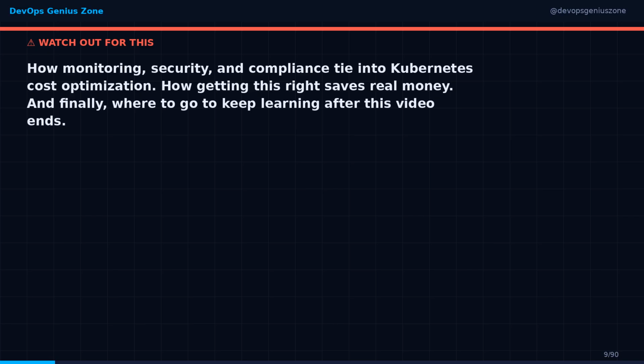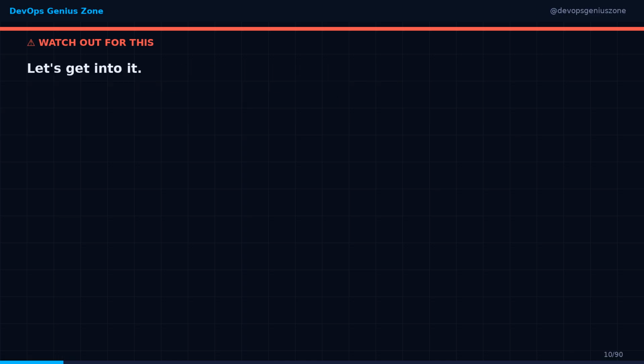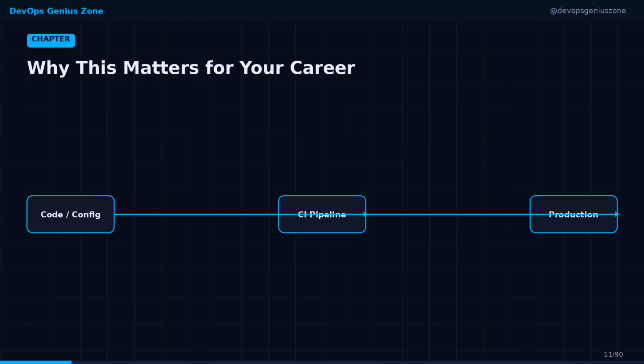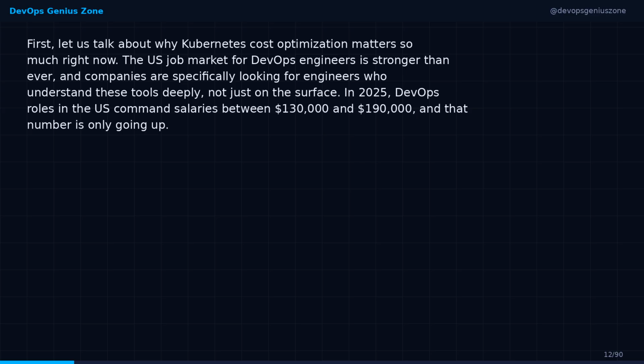Let's get into it. First, let us talk about why Kubernetes cost optimization matters so much right now. The US job market for DevOps engineers is stronger than ever, and companies are specifically looking for engineers who understand these tools deeply, not just on the surface. In 2025, DevOps roles in the US command salaries between $130,000 and $190,000, and that number is only going up. Knowing Kubernetes cost optimization inside and out can literally change your career trajectory.